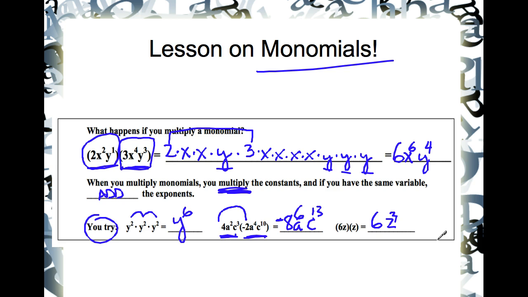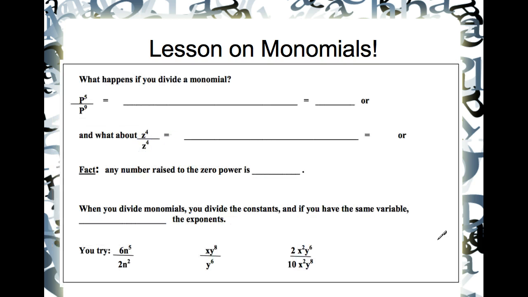Alright, moving on. What happens when you divide a monomial? Well, we're going to look at this a couple of ways, but first we're going to look at it in expanded form. If we have p to the 5th in the numerator and p to the 9th in the denominator, we're going to write it out expanded. P to the 5th is p times p times p times p times p. 5 multiplications. P to the 9th is 9 of those in the denominator. 1, 2, 3, 4, 5, 6, 7, 8, 9.